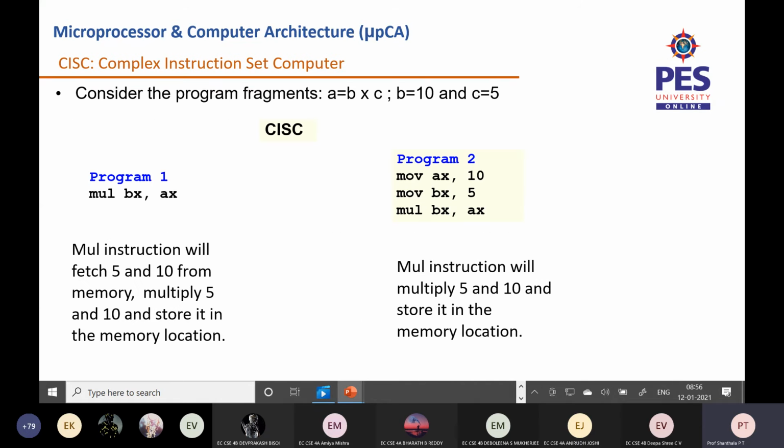So I'll take the same example here. Consider the programming fragment A = B * C, which I have just taken for the example. How will this look in the CISC machine? I have a program 1 and a program 2. In program 1, mul bx, ax, I have one instruction. In program 2, I have instructions: move ax, 10, move bx, 5, mul bx, ax. So in the first one, I am assuming Bx is B.